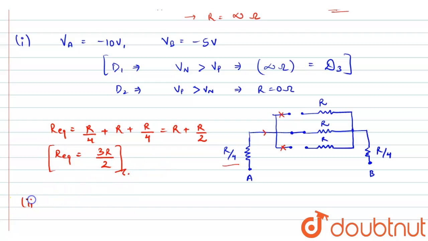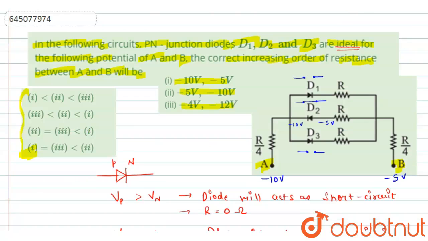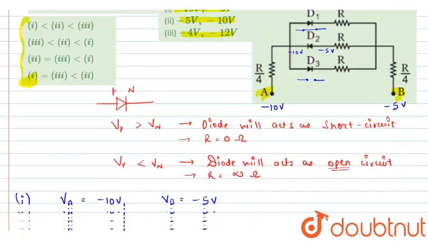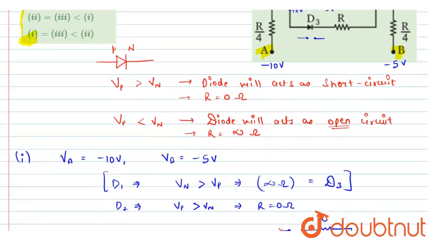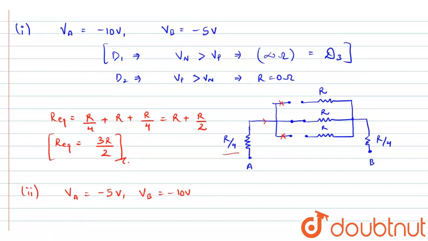Okay. So this is for the first part. Now we have the second part. In the second part we just reverse the voltages, that is VA is now minus 5 volts and VB is now minus 10 volts. It is just the reverse of case 1.